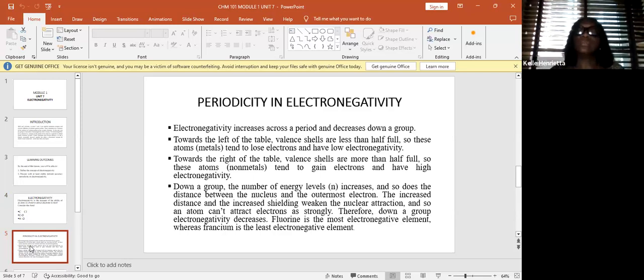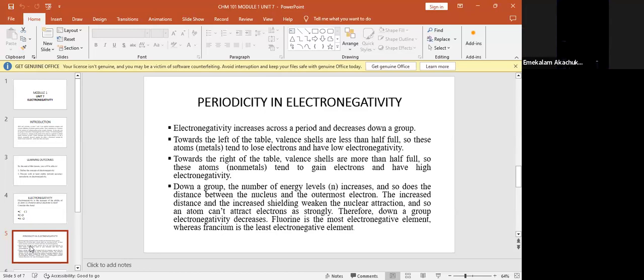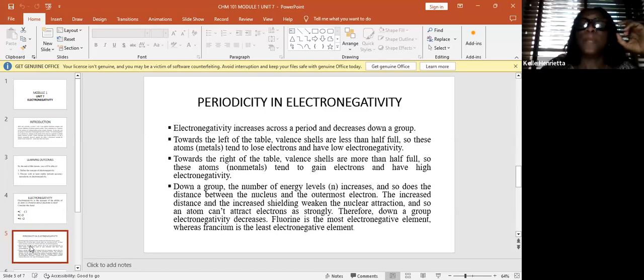So with that, we have come to the end of this module 1, in which we treated the last two topics, which are unit 6, electron affinity, and unit 7, electronegativity. So if you have any questions, you can ask.